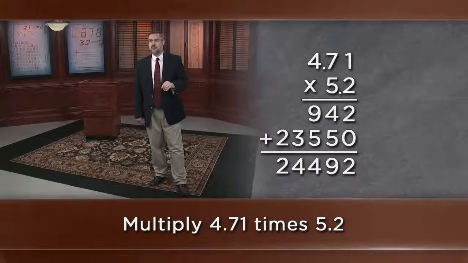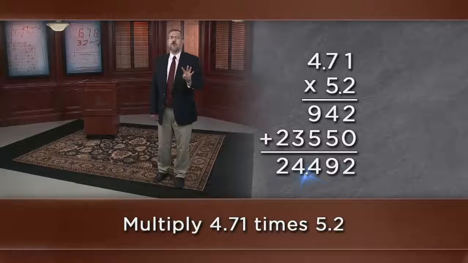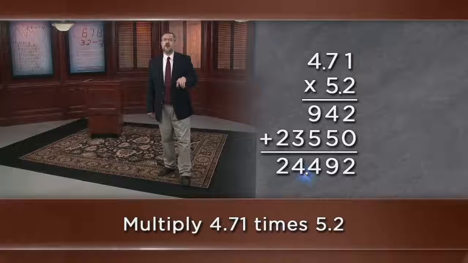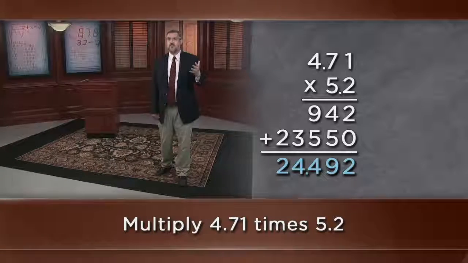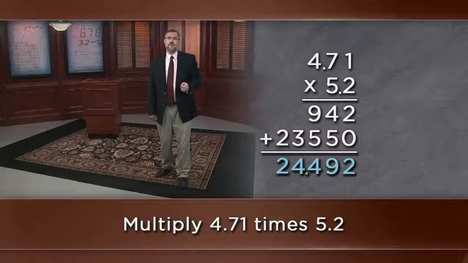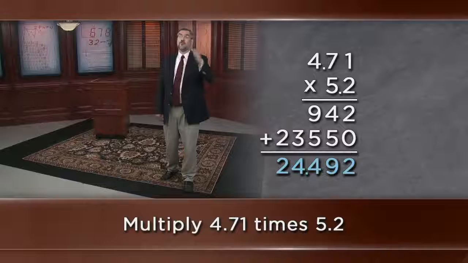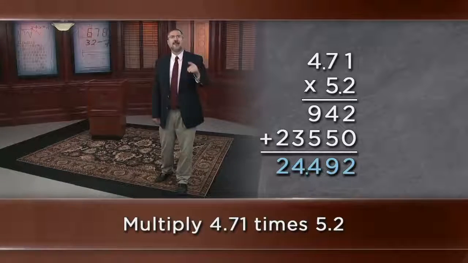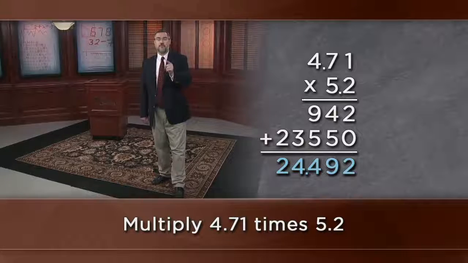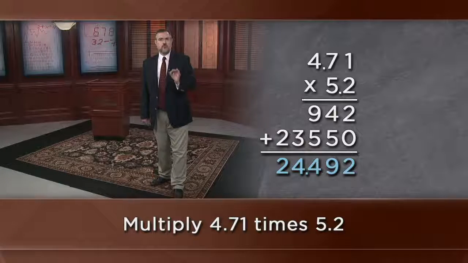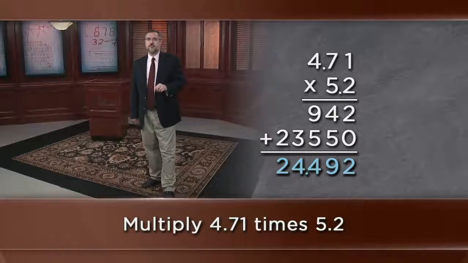And that means that the decimal point in this answer must be placed right between those two 4s, so that my answer is actually 24.492. Do you see how exactly 3 of the numbers in the answer are to the right of that decimal point? That's exactly what we needed to do to finish the problem. And that number is very close to 25. So we know that we're in the right neighborhood with that answer.